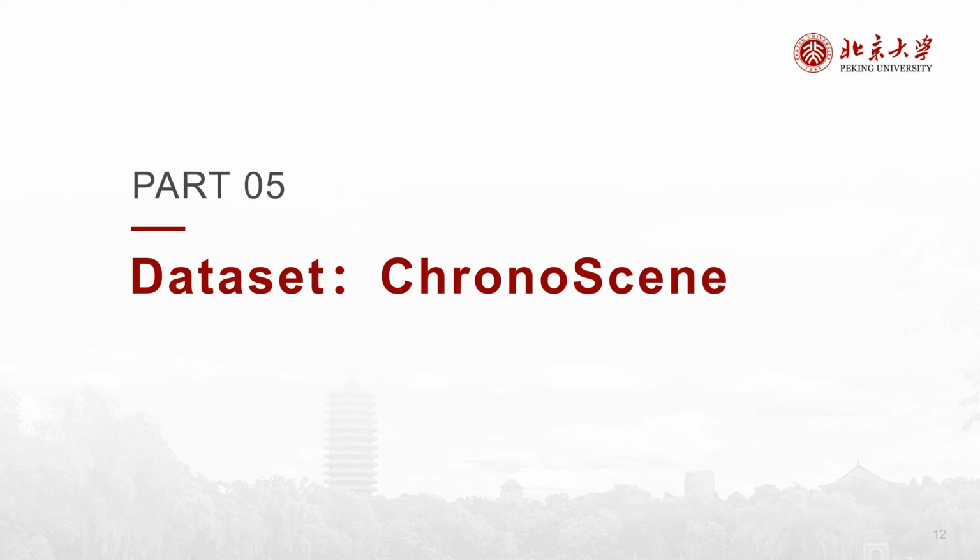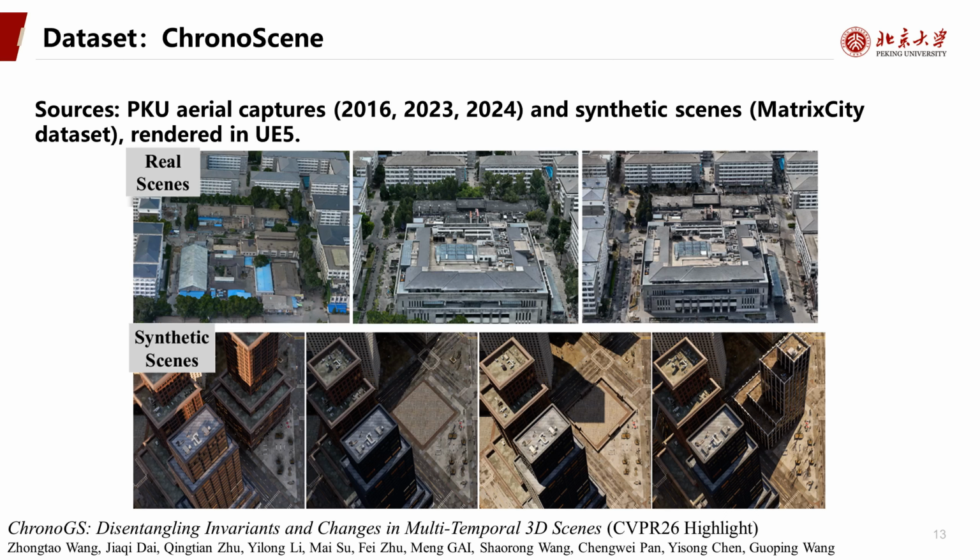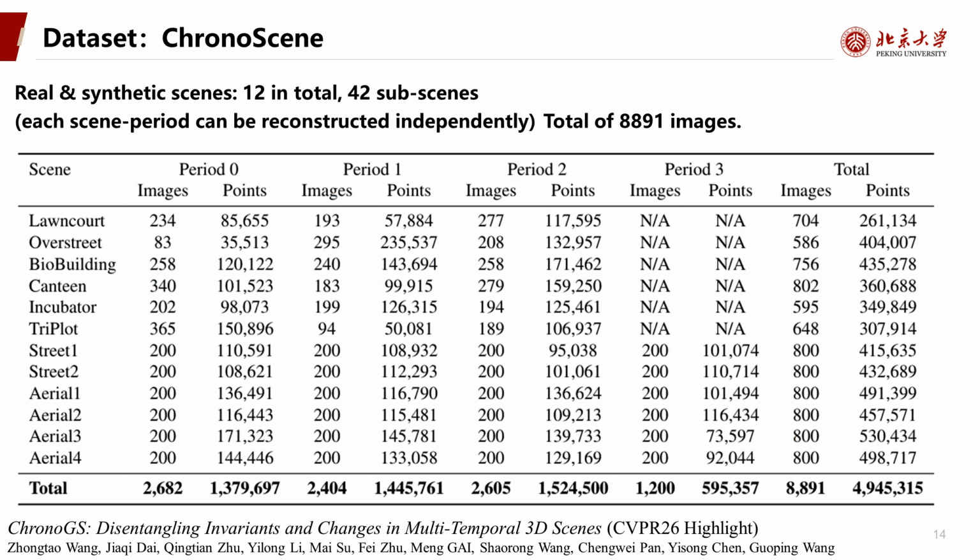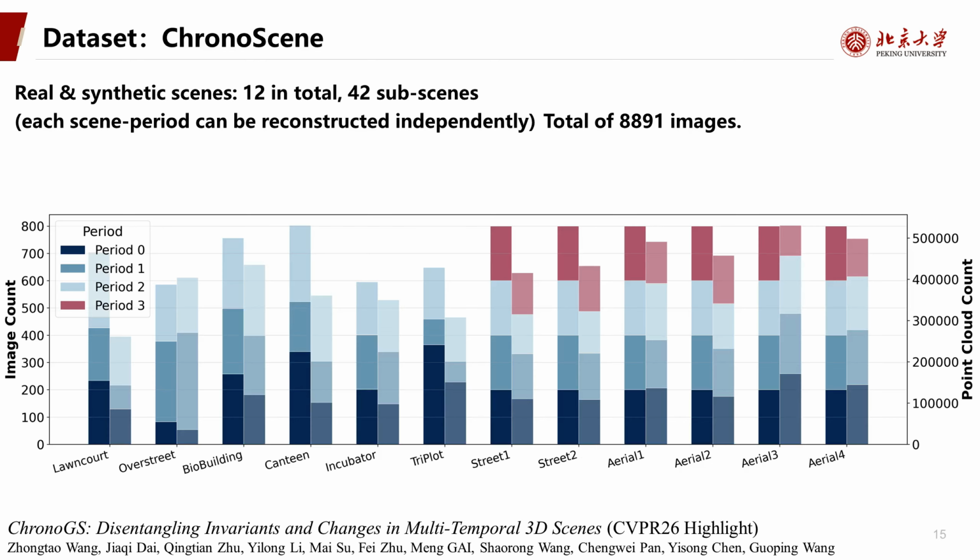Now let's introduce our dataset, ChronoScene. ChronoScene draws from two sources. The first is a set of PKU aerial captures from 2016, 2023, and 2024. The second is synthetic scenes built on Matrix City and rendered with the UE5 engine, which gives us controllable ground truth. Altogether, ChronoScene covers 12 scenes spanning both real and synthetic data, organized into 42 subscenes. Each scene period can also be reconstructed as a standalone subscene. In total, the dataset contains 8,891 images. Here is a visual overview of the dataset statistics across scenes.